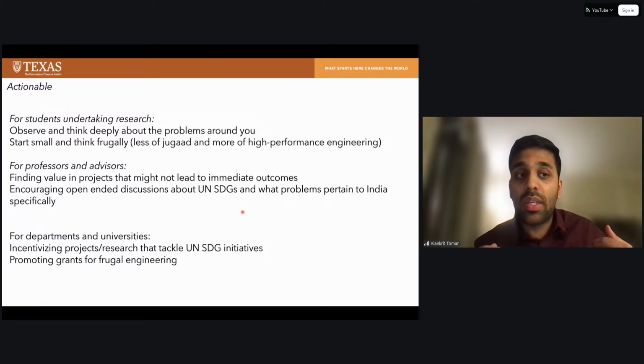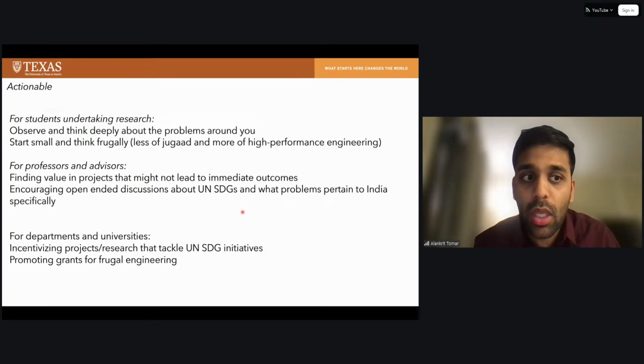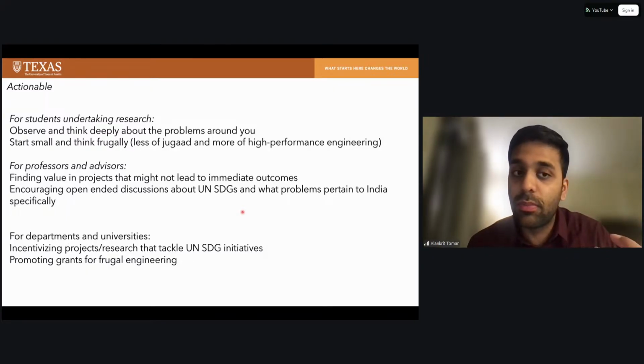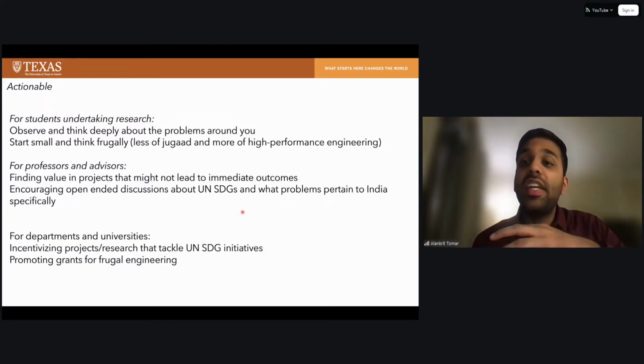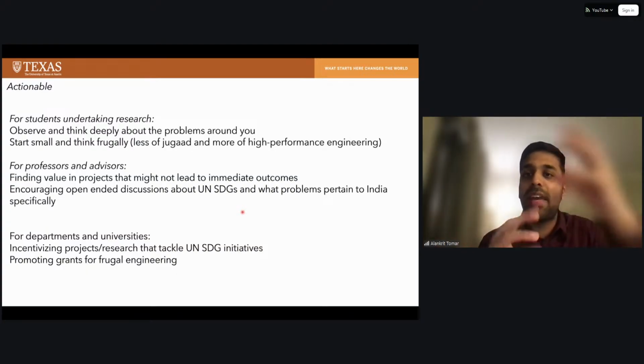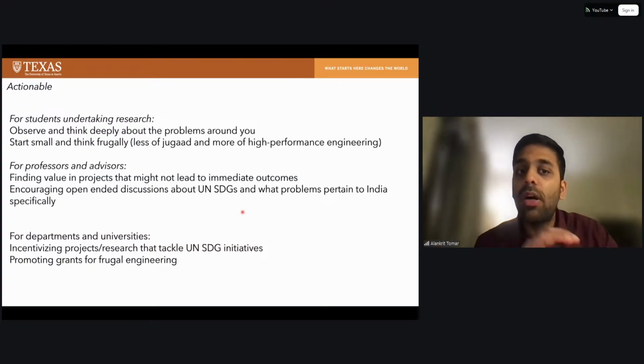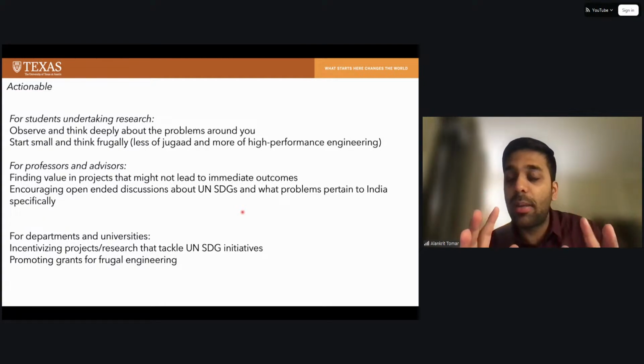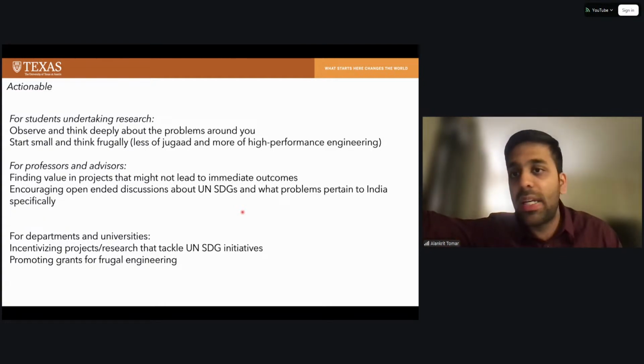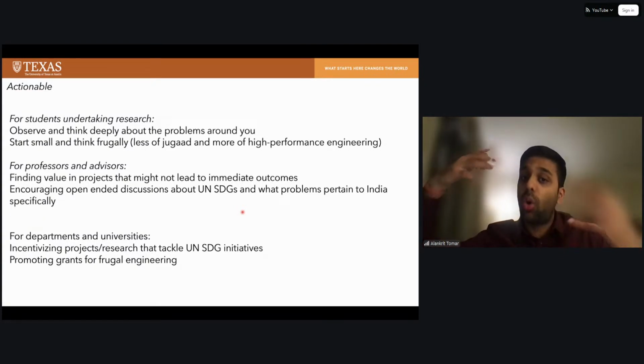Next, I want to say that start small. Don't think about changing the world. Start at your local level and think frugally. Don't think about jugaad. Don't think about how I can make a makeshift solution. Think about how I can engineer something which somebody else in some other village or town can also use with the resources they have.